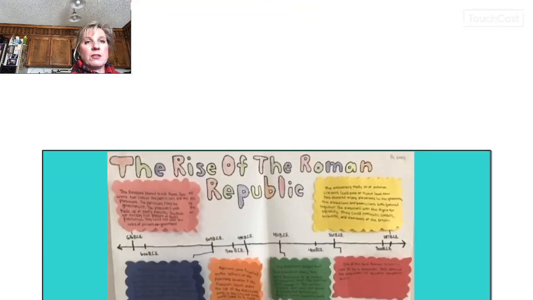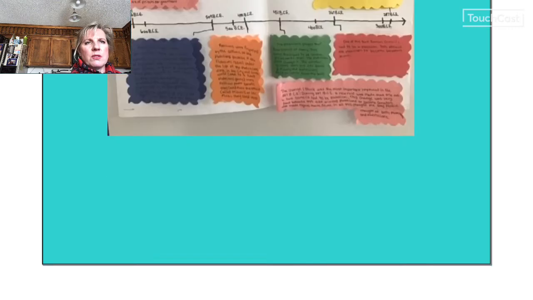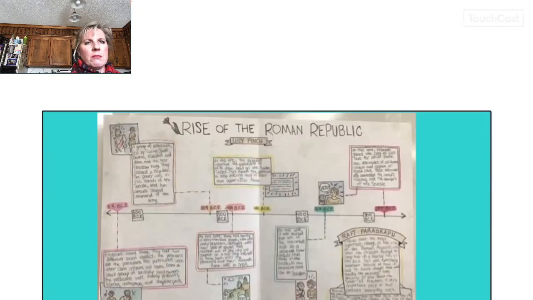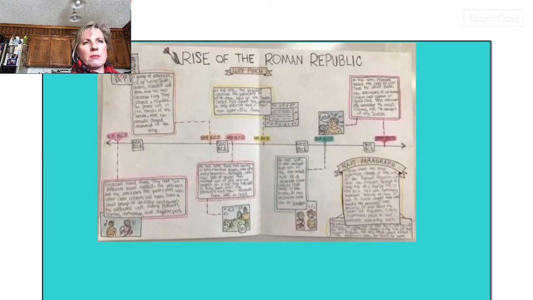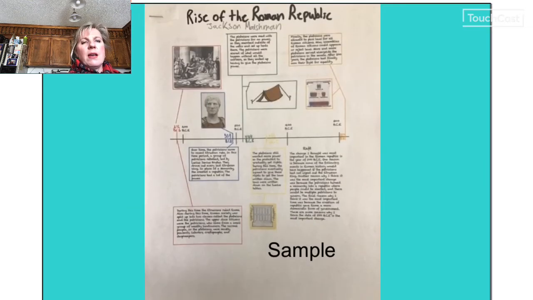That was one, of course. But I will tell you that if you take a picture of it and it's hard for you to read, then it's going to be hard for me to read. So please make sure that the quality is up there. If you've done your project on an iPad, I'll get to that in just a moment. This was a hand-done project. Here's another one that's done by hand. Here's one that was done on the iPad.